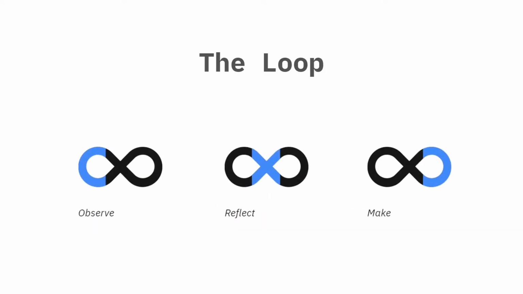The IBM Loop is a visualization of the firm's approach to design thinking. It represents a continuous cycle of observing, reflecting, and making. Observing is about immersing yourself in the real world of your users via design research. This may involve interviews, user observations, and online research.